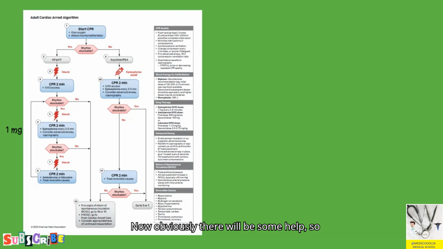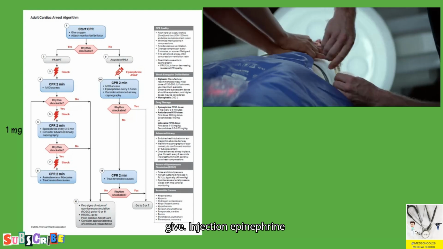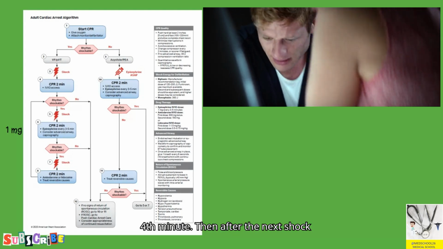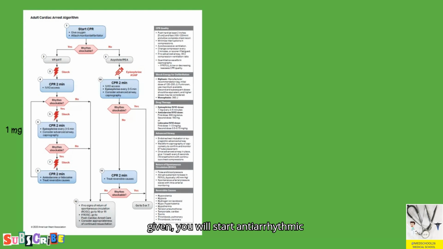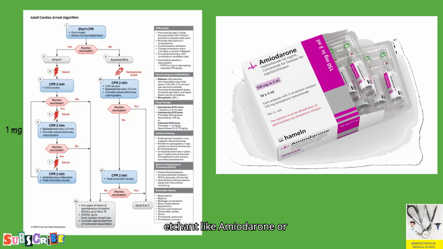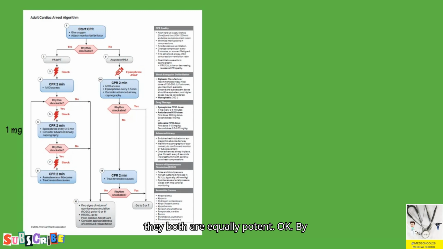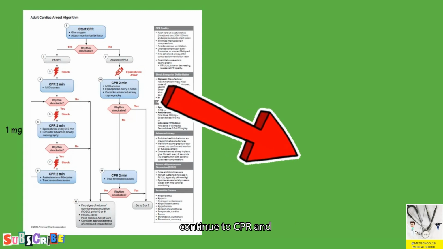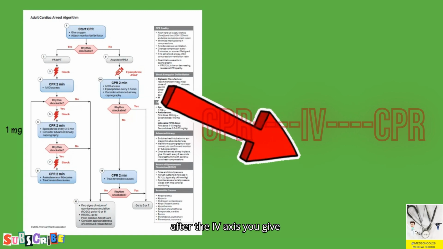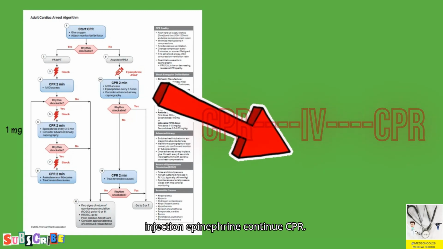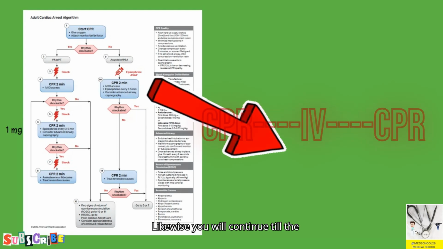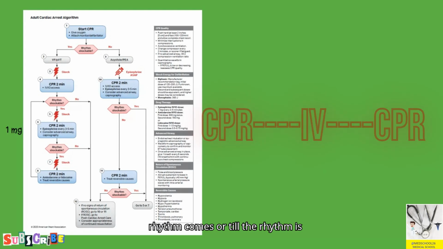Now, obviously there will be some help with you. So that person will access the IV and give injection epinephrine every 4th minute. And after the next shock given, you will start an antiarrhythmic agent like amiodarone or lignocaine. As recent research said, they both are equally potent. Okay, by that time you also need to find the underlying cause. Now, if the rhythm is non-shockable, what you do is continue CPR, and after the IV access, you give injection epinephrine, continue CPR. Likewise, you will continue till the rhythm is shockable.